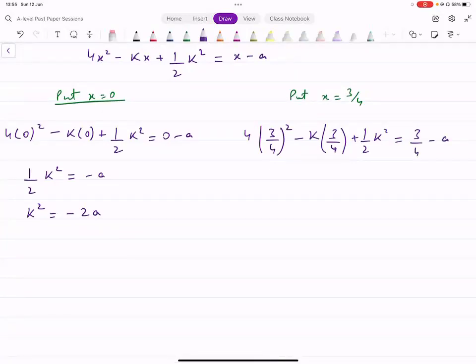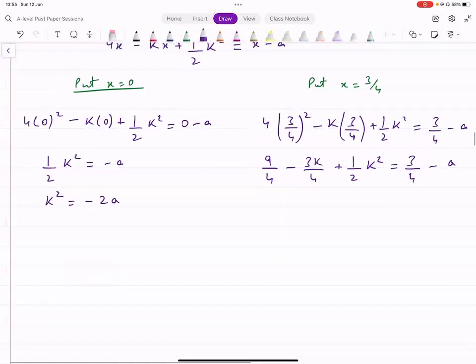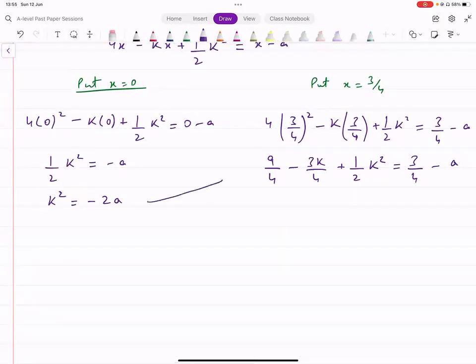Okay, so we've got two equations, and now we can just solve them simultaneously. So what do we have here on the left side? We have 4 into 3 squared divided by 4 squared. Let's evaluate that. That should be 9 over 4, I think. 9 over 4 minus 3k over 4 plus 1 over 2 k squared. That equals 3 over 4 minus a. Now, what we can do here is input the value of k squared there, or you can input the value of a there. That's easier, actually. Let's make a the subject.